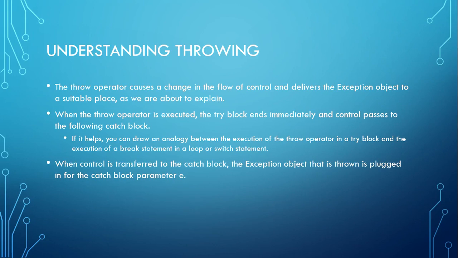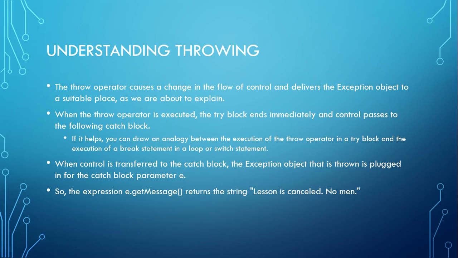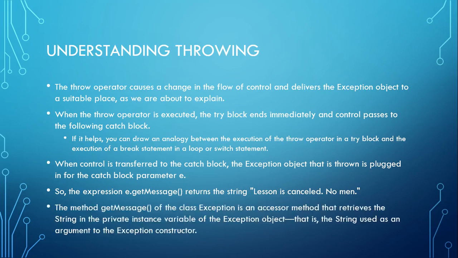Now, when control is transferred to the catch block, the exception object that is thrown is plugged in for the catch block parameter e. So the expression e.getMessage() returns the string "Lesson is canceled, no men." The method getMessage of the class Exception is an accessor method that retrieves the string in the private instance variable of the exception object. That is, the string that was used as an argument to the Exception constructor.